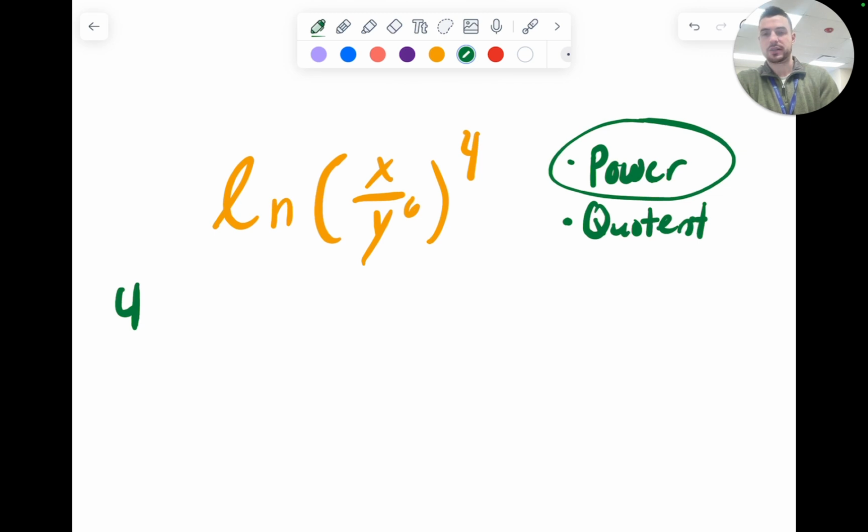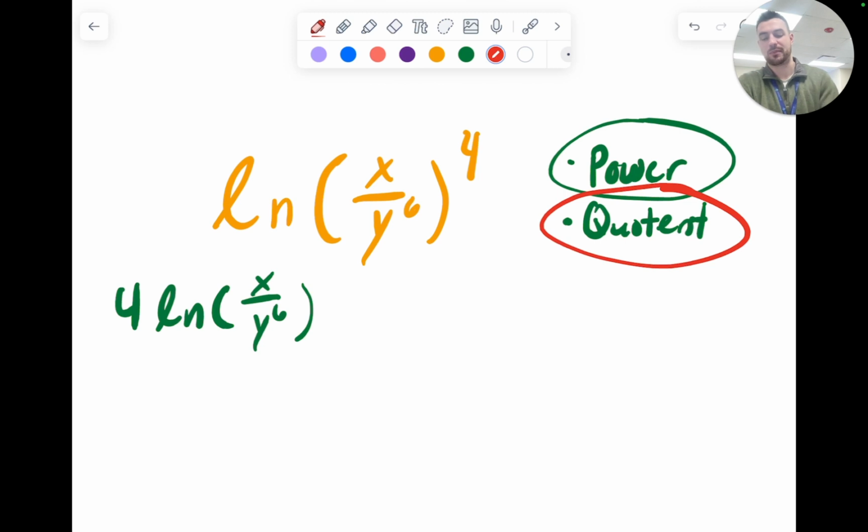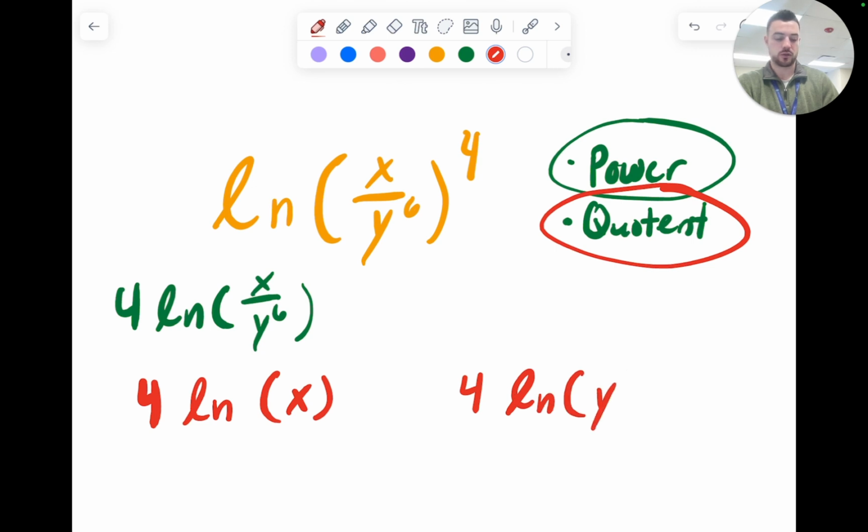So we get 4 times the natural log of x divided by y to the 6th. All right, now what I can do is use my quotient property and separate what is inside as my argument. So we still have that 4 out in front, but realize the 4 belongs to each part, so that means it's going to be a part of our log with an x and our natural log with a y to the 6th. Because we are dividing, we're going to have subtraction between.